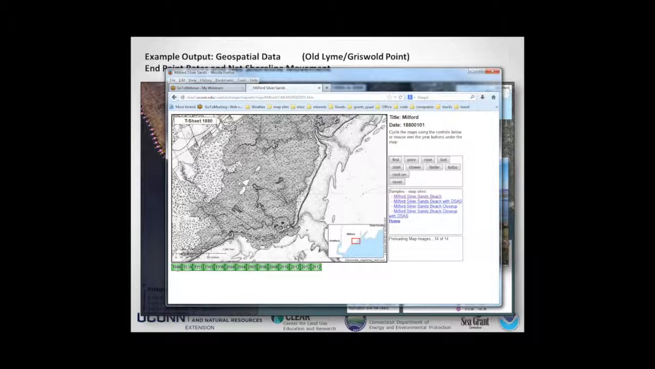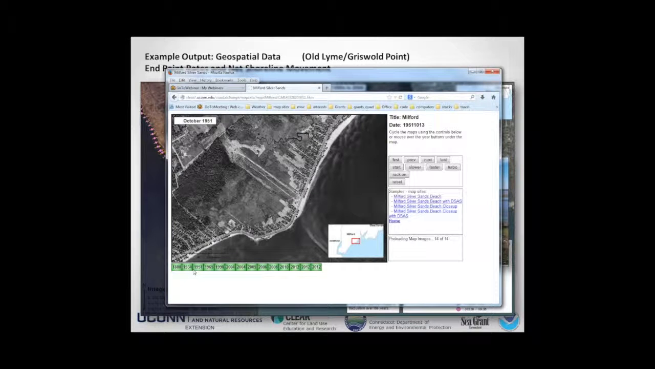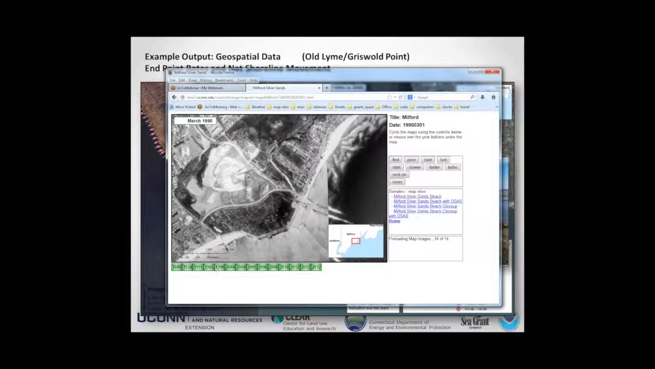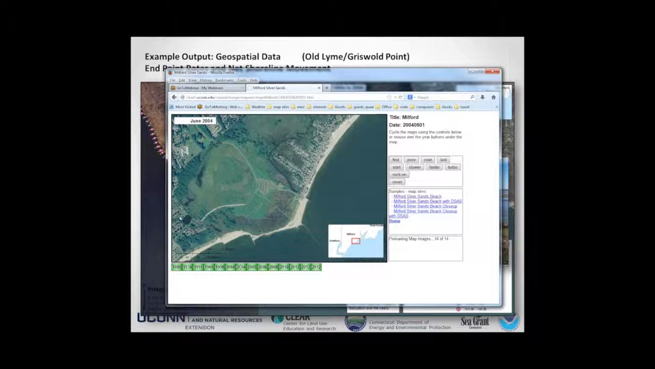Here's the 1880s, 1934 time frame, and you can start to see how things change there over time. I don't know if this is going to show up too well for some of you, but again, you can come to this website on your own and look at it.